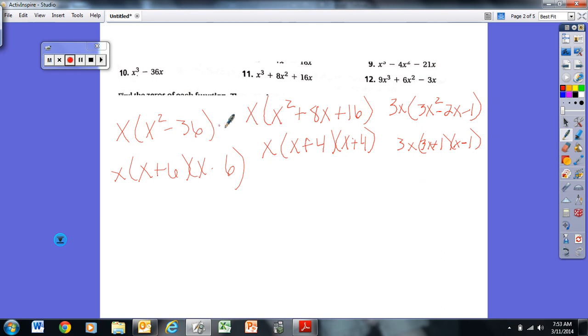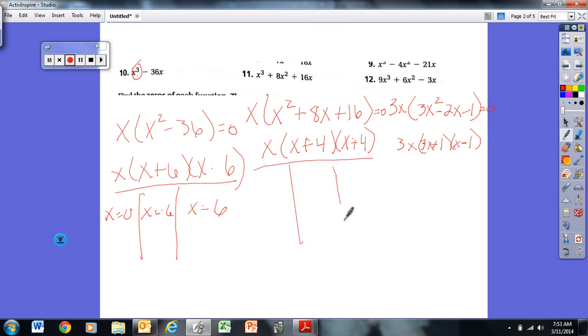Now, let's make all of these equal 0 and find the roots. The roots of this one are x equals 0, x equals negative 6, and x equals positive 6. Notice there are 3 roots, and it's a degree of 3. For this one, x equals 0, x equals negative 4, x equals negative 4. Now, you're thinking, well, those are the same, so this one only has 2 roots. Well, technically, because of this 3, it must have 3 roots.